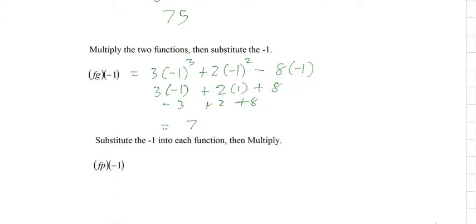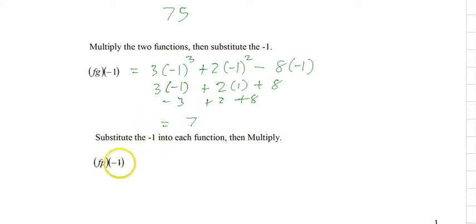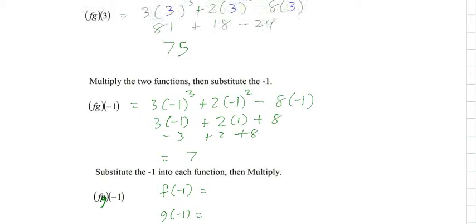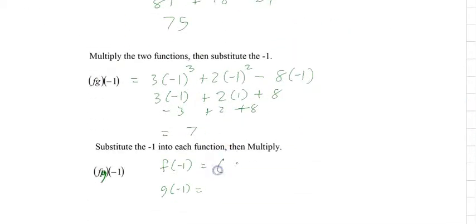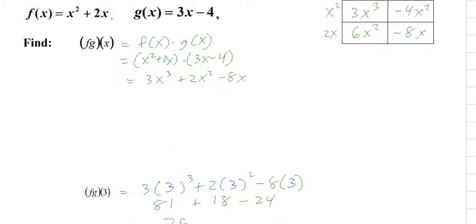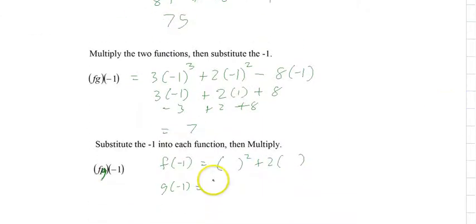So now we're going to substitute the negative 1 into each function. It should be a g, not a p. And we're going to find f of negative 1, and we're going to find g of negative 1. So that's x squared plus 2x, so parenthesis squared plus 2 parenthesis. And then the g is 3x minus 4, so 3 parenthesis minus 4. And then we're going to plug in negative 1, negative 1, negative 1.